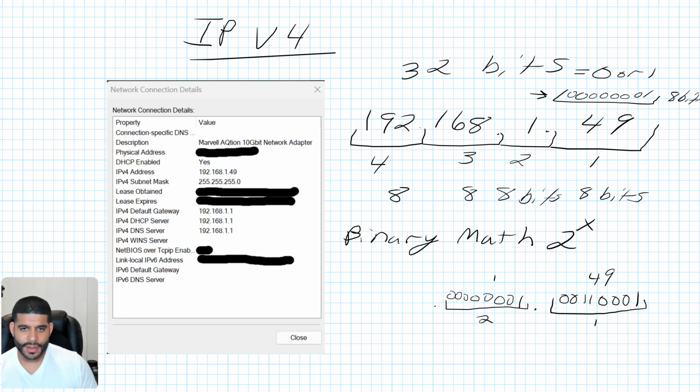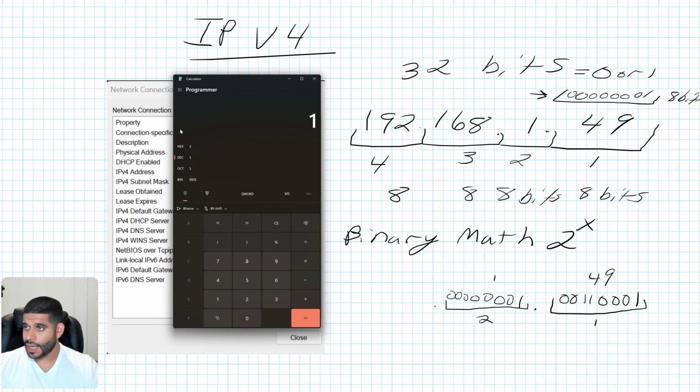Now let's put a dot here, and let's work on our third group. So our third group is 168. So again, one of the easiest ways to do this is you can go ahead and take 168 and put it in the calculator and have it converted for you. So we're going to bring in the calculator. Let's clear this. 168. And you can see here that from left to right on the calculator, it's 10101000. Or again, you can read it from right to left, 00010101. That is 168 in decimal.